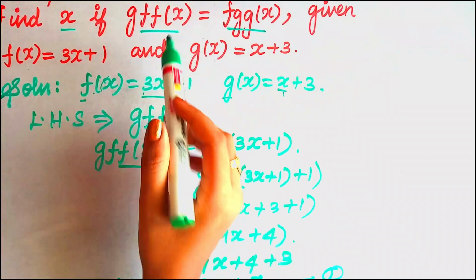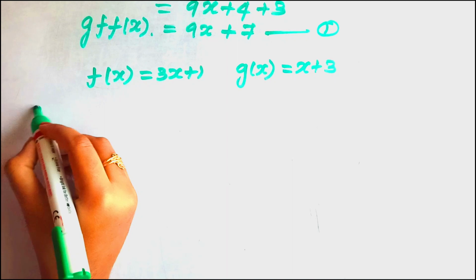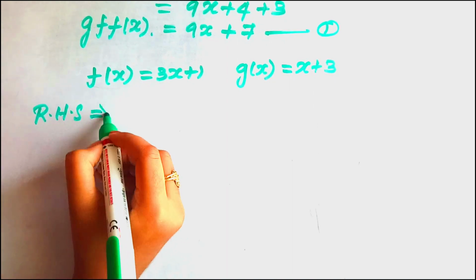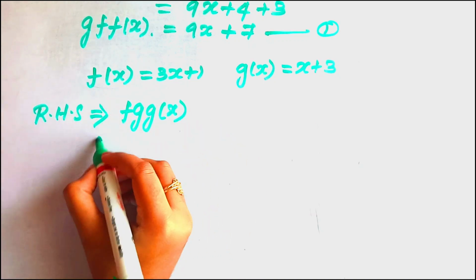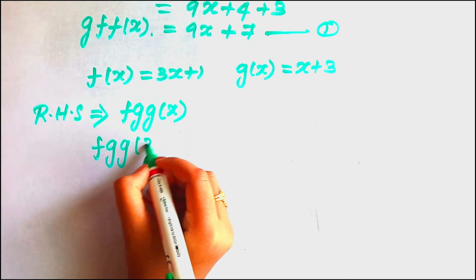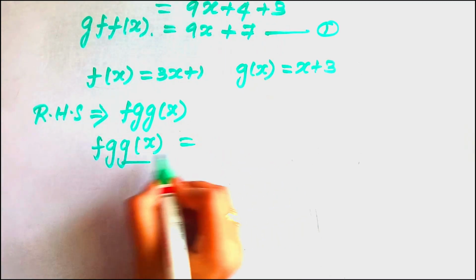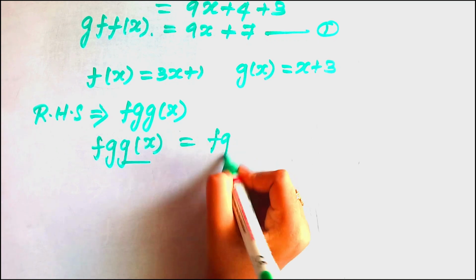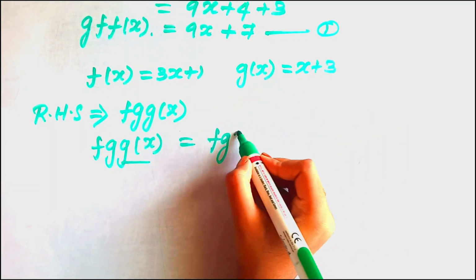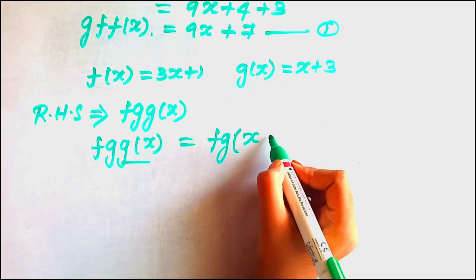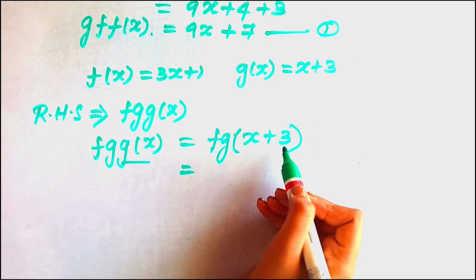Now let's find the other one. It is f g of x. Now our RHS is f, g, g of x. For finding f g g of x, first you have to take this g of x. We have to come from the last. G of x is equal to f g. You have to write these two things as it is. And then you have g of x. The value of g of x is x plus 3. So you can write that here. Then you have the g of x plus 3, right?